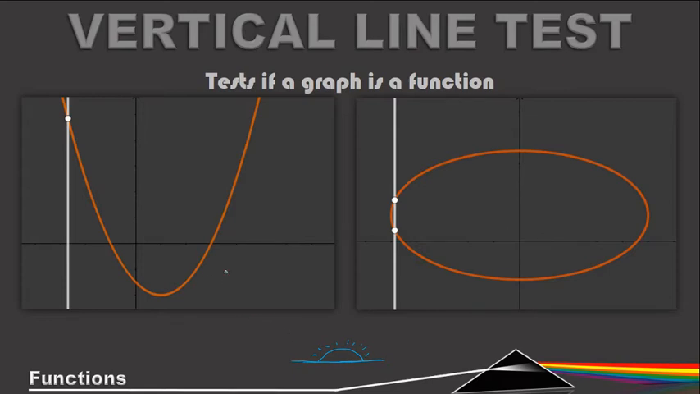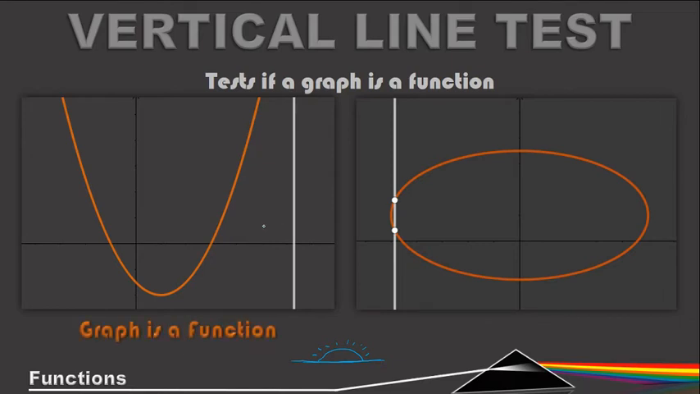Alright, so the first test we're going to do is the vertical line test, and this one tests if the graph is a function or not. So what you do is you take a vertical line and you pull it across your graph. If it only cuts it once, for every value it only cuts it once, then the graph is a function. But if you look at this one over here, and you pull a vertical line over your graph, you can see it cuts it at two separate places. So then the graph is not a function.